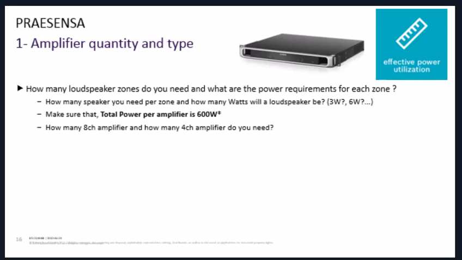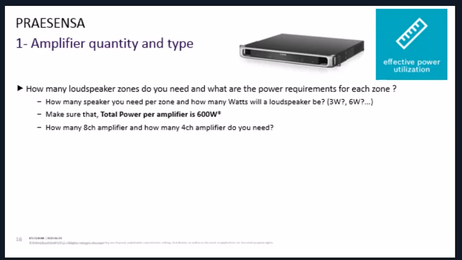It doesn't matter if it's an 8-channel amplifier or 4-channel amplifier, both support 600 watts, but it's just a matter of choice. So you have to choose which one makes more sense to use, 8-channel or 4-channel amplifier, depending on your scenario, locations, or number of loudspeaker zones. So that's the first thing you have to decide, the power per zone. You have to check the total power per amplifier, and then you have to decide which type of amplifier you are using.